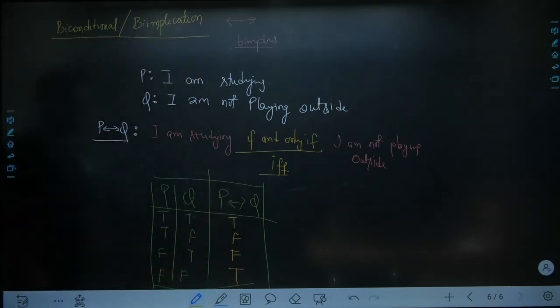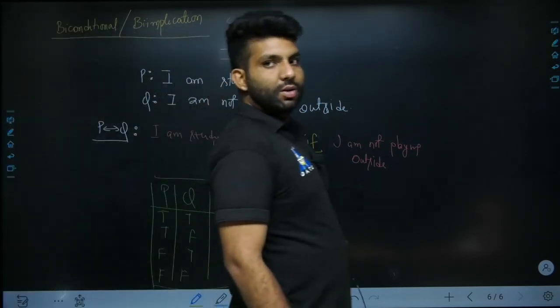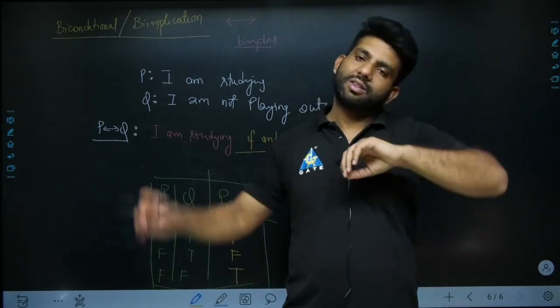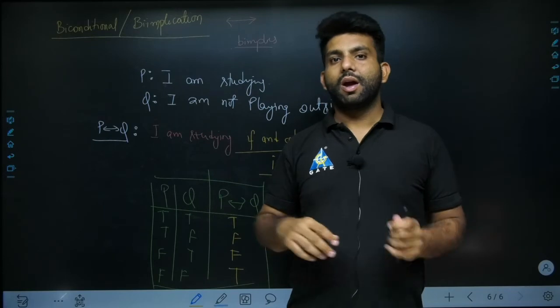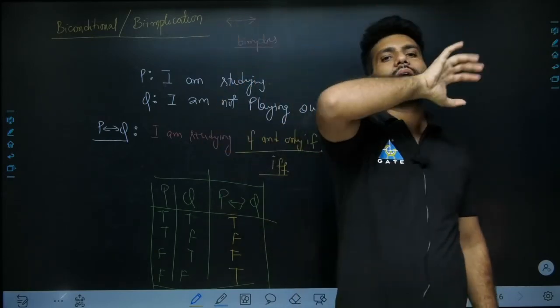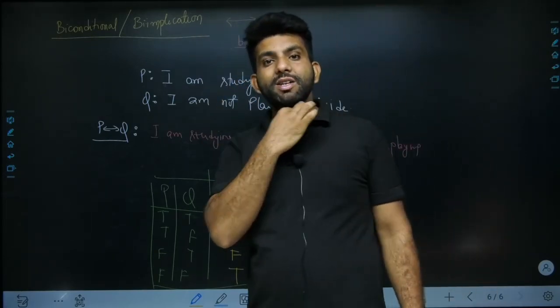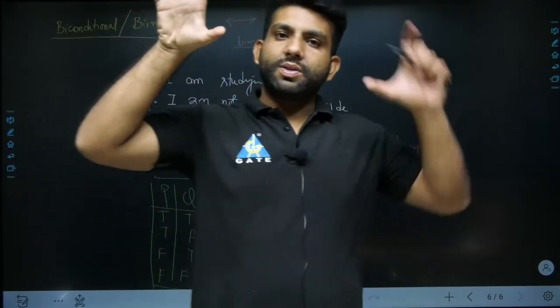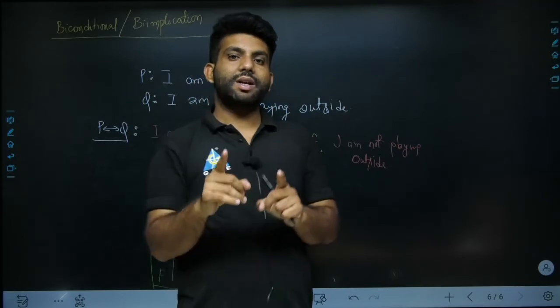We need to understand this. Why so? Bi-implies means that one statement is telling me that if this is the case, then this is definitely going to be there, and if this is the case, this also has to be there. Bi-implies means both ways there is an implication. If this is true, then this has to be true. If this is true, this has to be true. Bi-implication, both sided implication.